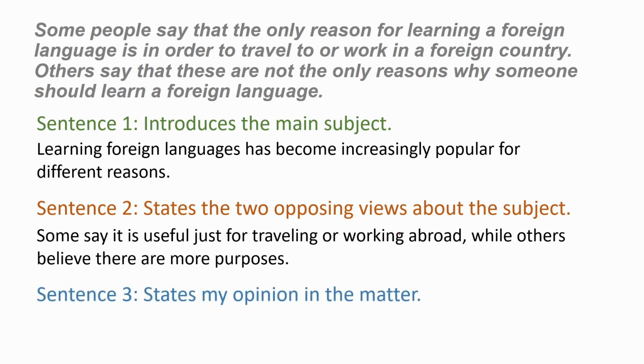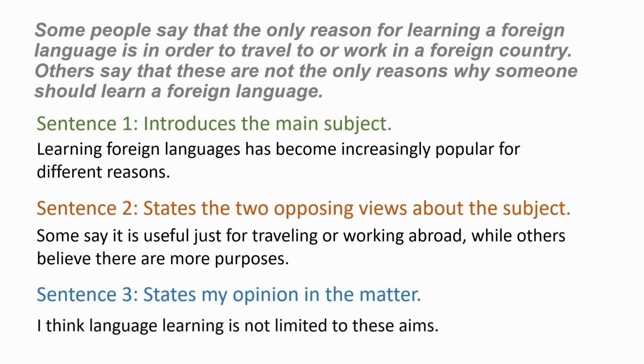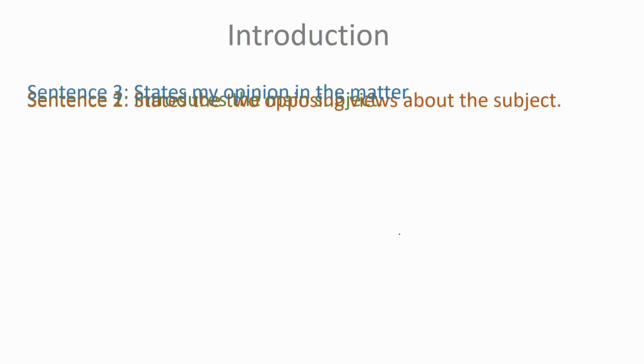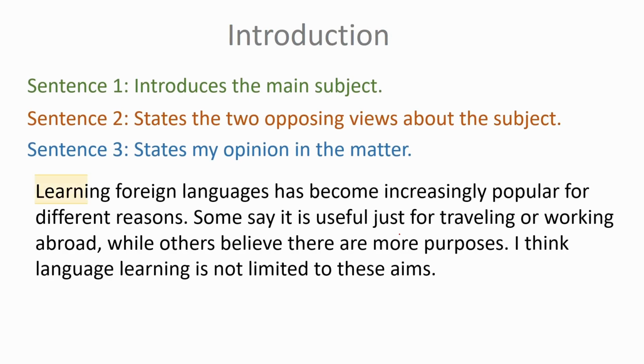Now, the third sentence, I state my opinion. I think language learning is not limited to these aims. So I write it here briefly because I want to write a separate paragraph on that. So put it all together. This is my introduction. The first part introduces the main subject or topic. The second part, I paraphrase the statement or mention the two opposing or different views. And in the last part, I mention my opinion.